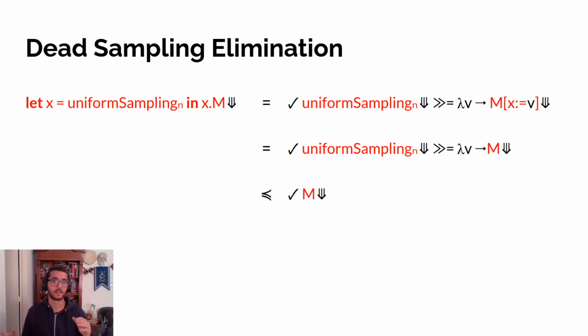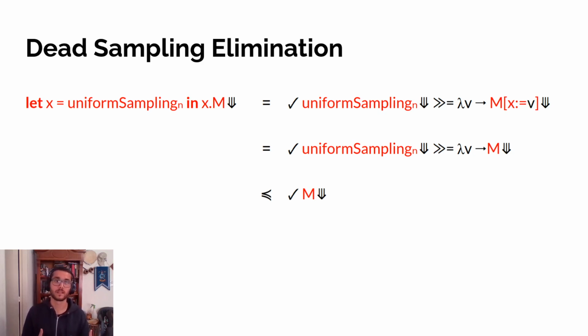So, given a closed term M, our task is to show that we can safely remove the unnecessary sampling operation presented at the beginning of this talk. Following the evaluation of terms, first we consume the let constructor, producing a tick, and sequencing the evaluation of the uniform sampling, and with the result of that evaluation, we continue with the evaluation of M, replacing every free occurrence of X with the value sampled.